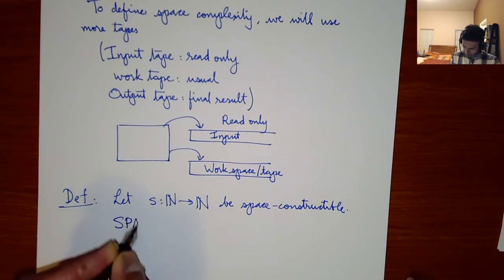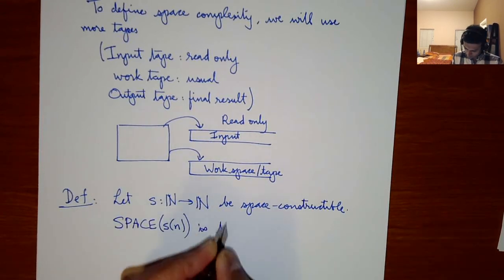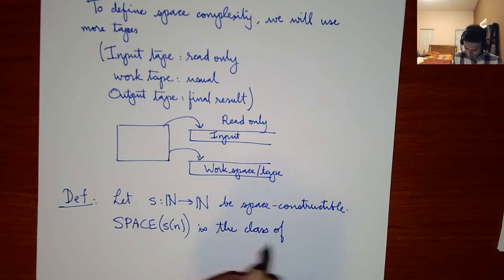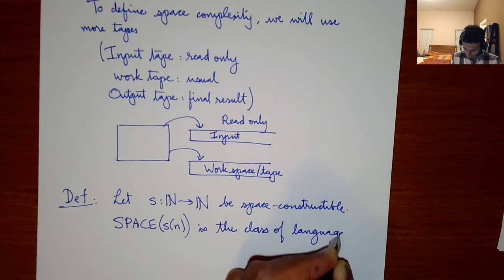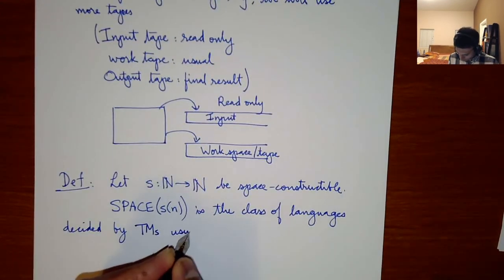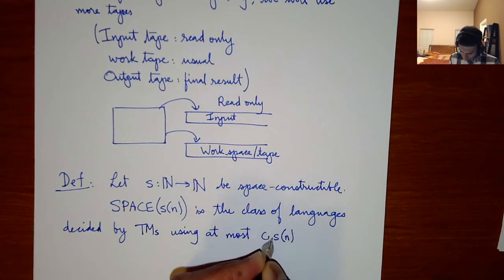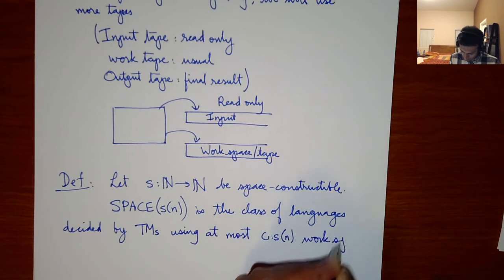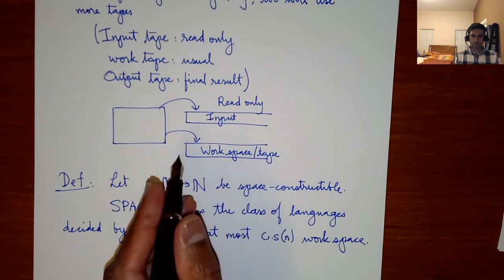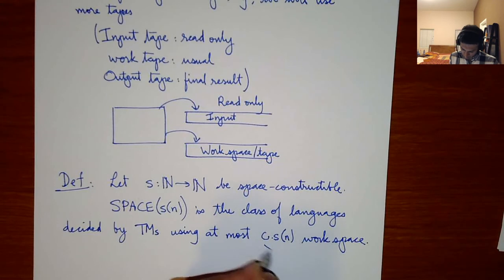So space S of n is the class of languages decided by Turing machines using at most C times S of n workspace. So we only measure the amount of space that is used for the workspace. We don't measure the input. And where C is, of course, some constant. Okay?